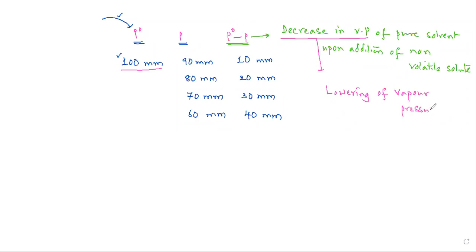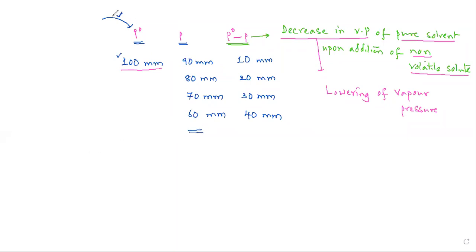Lowering of vapor pressure, I mean the decrease in the vapor pressure of the pure solvent upon adding the non-volatile solute. Okay, let me now give you some more mathematical expressions. Now, anyway, vapor pressure of the solution is inversely proportional to the concentration of solute particles.